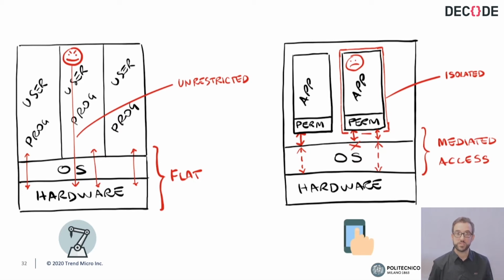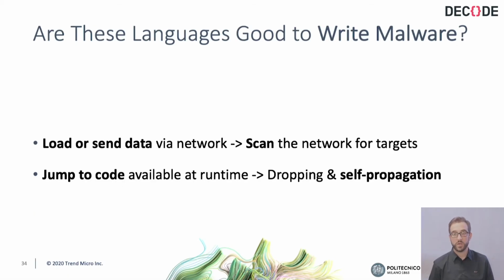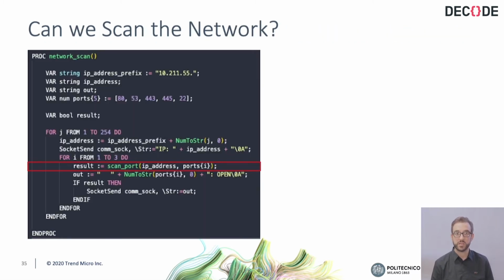So the next question that you might have is, can we write malware? Given these premises, can we write malware in such languages? Well, let's see. We can load and send data via network, so it means that we can scan the network for targets. We can jump to code that is available at runtime. That means that we can implement a dropper. So let's see. Yes, we can scan the network for targets.